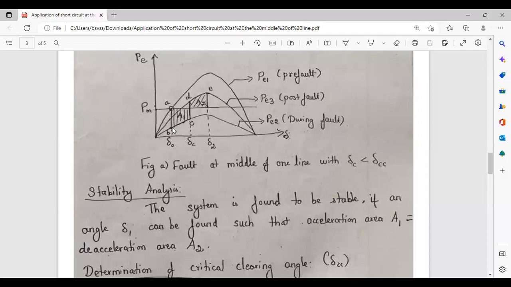Here the value of power will not become zero, because we have another line, and the power will be transferred to that line. So the output power will be reduced, but it will not be equal to zero. Now the operating point becomes B, and during steady state condition, the value of rotor angle is nothing but del naught. Now this is for pre-fault condition.